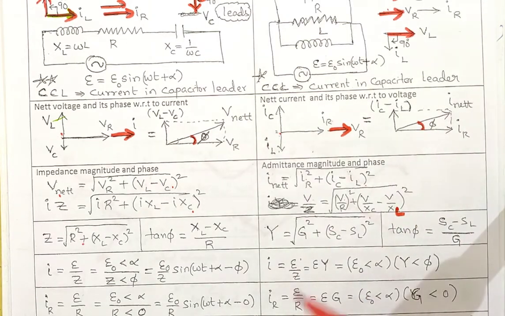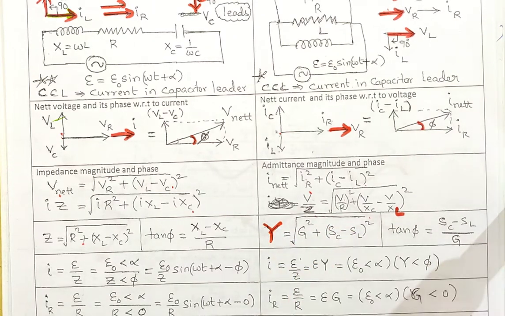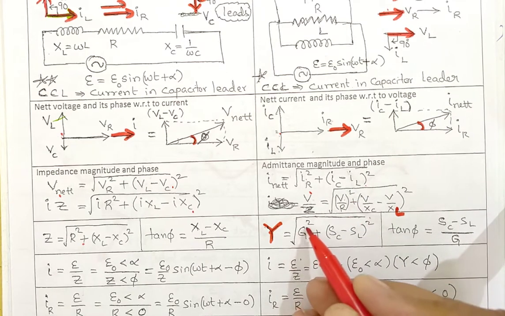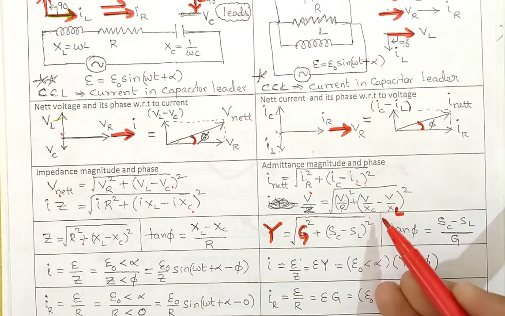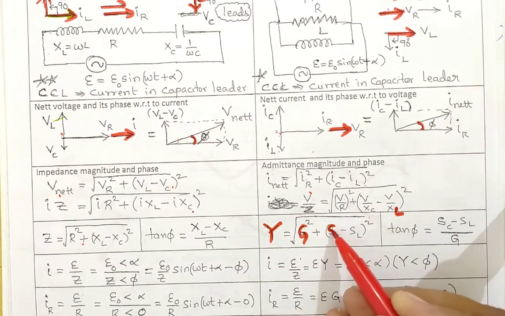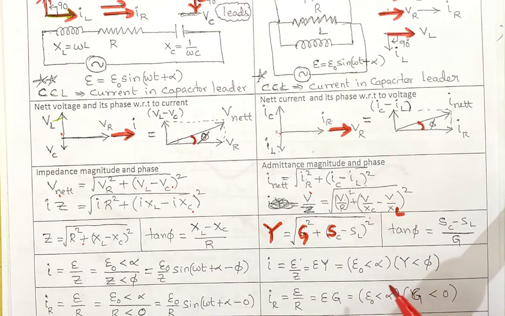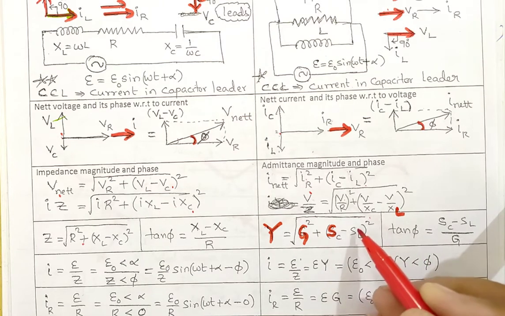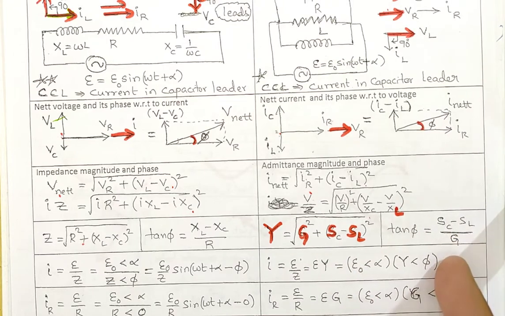For convenience sake, 1 by Z, impedance, we call it admittance. 1 by resistance we call conductance. 1 by XC, capacitive reactance, we call capacitive susceptance. 1 by XL, the inductive reactance reciprocal, we call inductive susceptance. Same thing will be here.